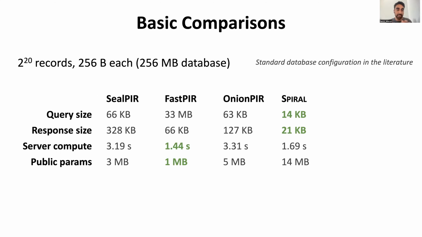Our compute is actually not the winner. FastPIR has a lower compute, but the query is 33 megabytes versus our 14 kilobytes. So, you're paying a lot for the slightly faster query processing. And you can see our public parameters are larger than previous work. So that's the trade-off. Our scheme incurs more public parameters.